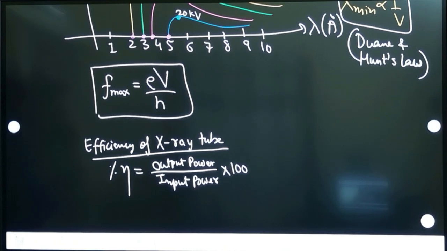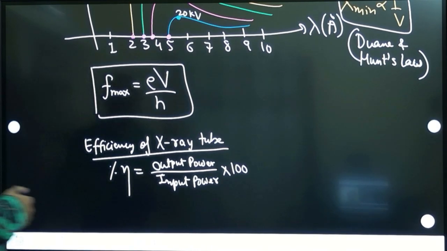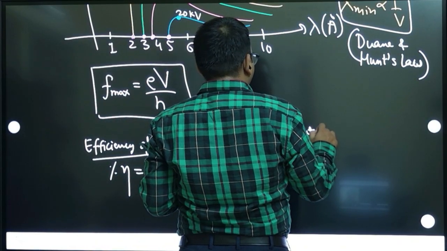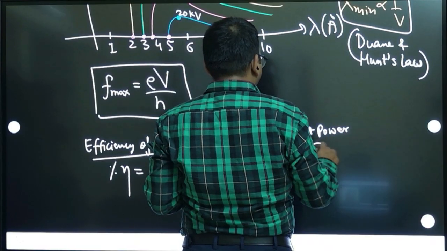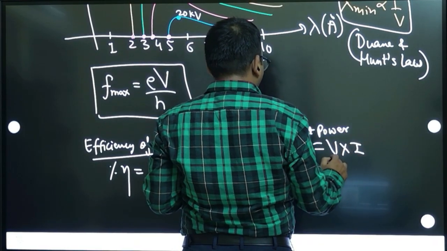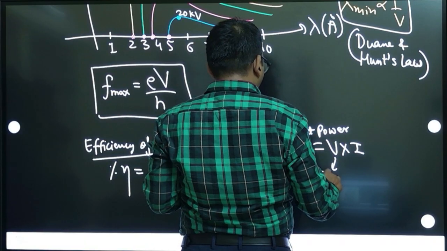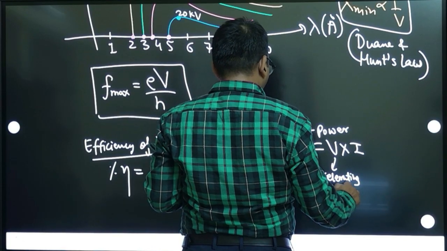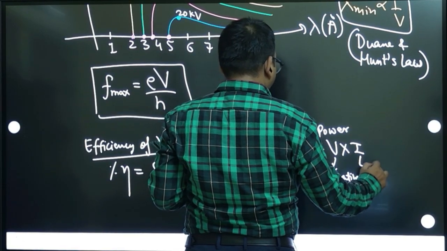Input power is V into I. Remember, the input power is calculated as V into I. V is accelerating voltage, and I is anode current.